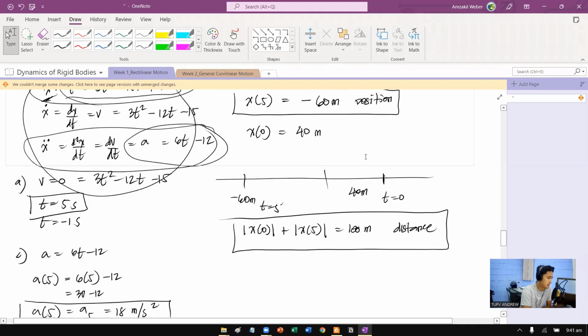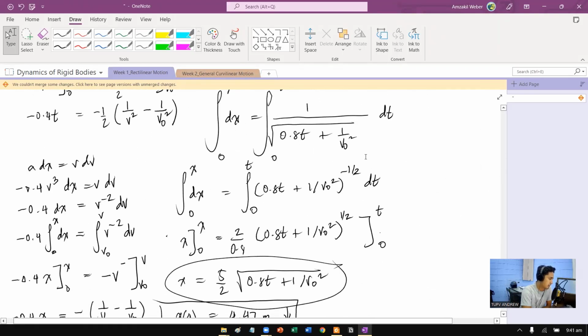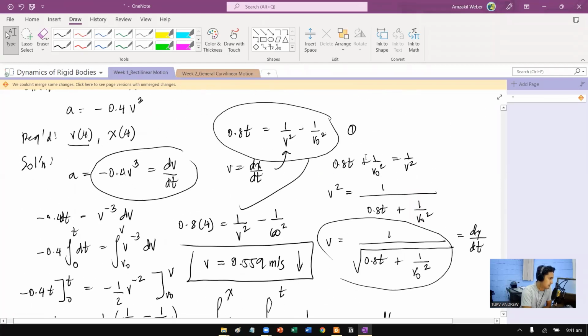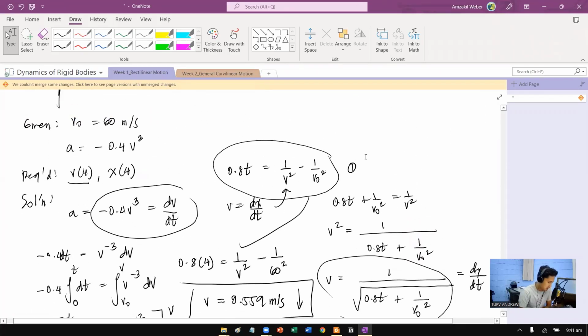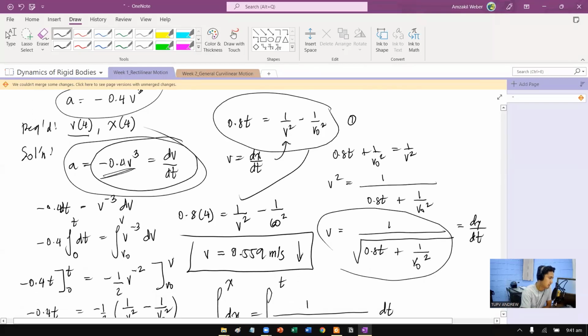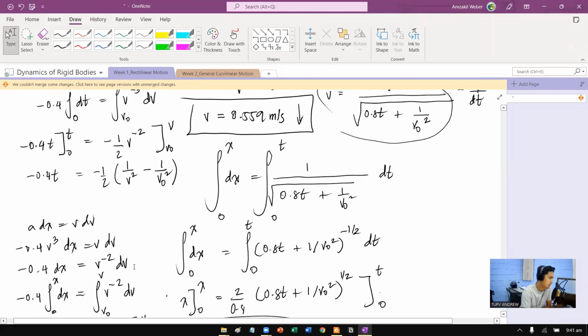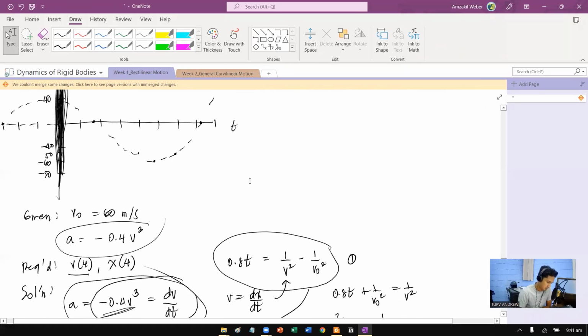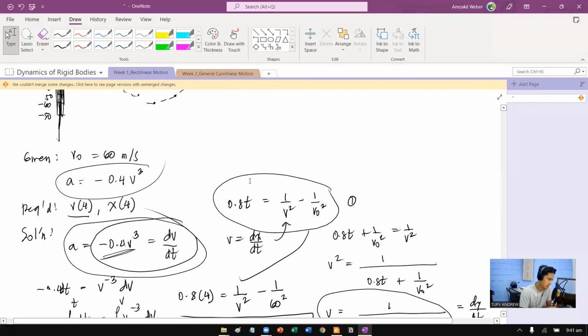An example for that is our last example, wherein the given is that acceleration is a function of velocity, and then we apply this fundamental equation, which is acceleration equals dv/dt. We equate it so that we can integrate. And then after that, we got the velocity function, velocity as a function of time.